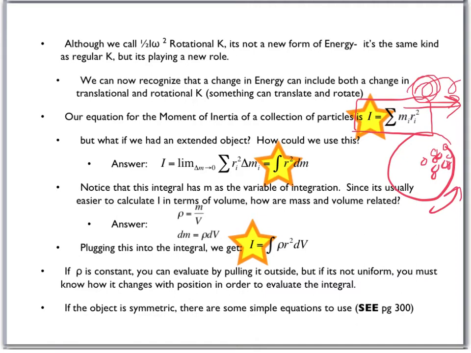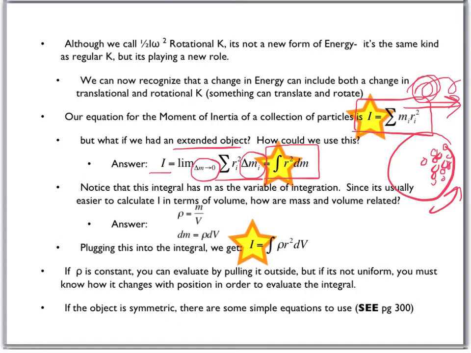If we wanted to sum up all these bits of mass and look at an extended object instead, then our moment of inertia would be equal to this summation again, but of all the little tiny bits of mass, as those little bits of mass go to an infinitely small size. So if we sum them all up and get them to be infinitely small, we're really looking at an integral. And so another way to really look at the concept of moment of inertia is looking at it as the integral of r squared dm.